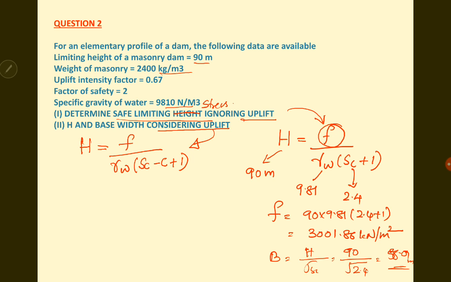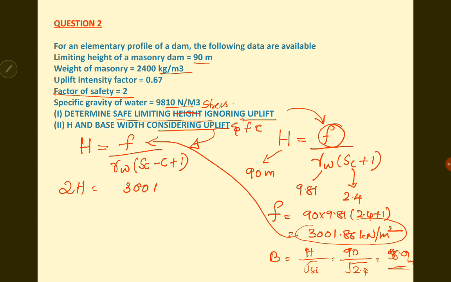Now the second part of the question is asking us to find the H and the base width considering the uplift. So from the first part you have found out the value of F. This F you will be substituting here, and the rest of it you have to calculate. Now one more thing they have said: if you are considering the factor of safety, the factor of safety is taken as 2. Just change the question as considering the uplift and the factor of safety.